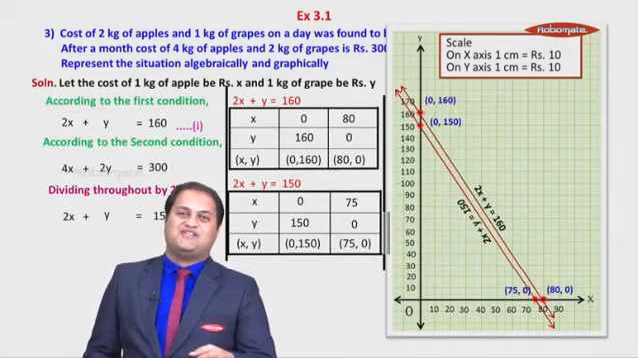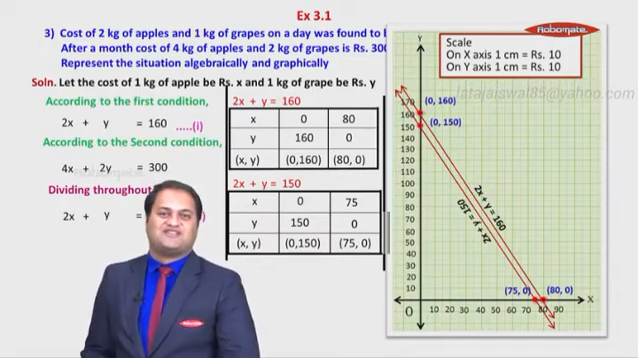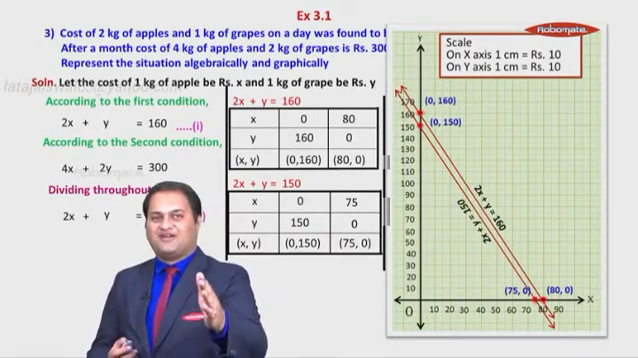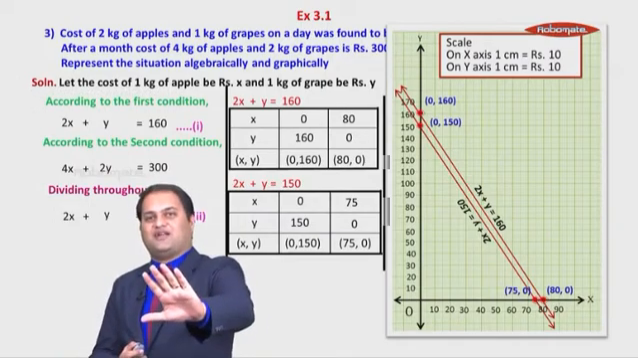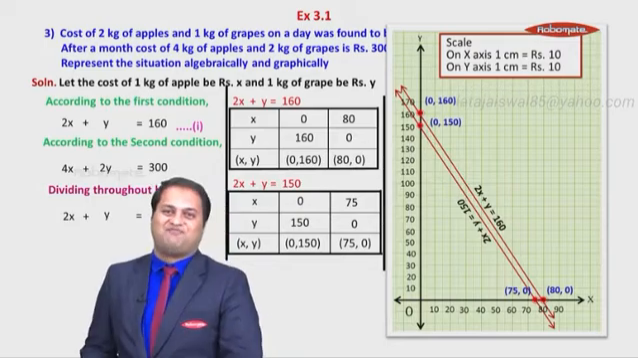A1 upon A2 is equal to B1 upon B2, not equal to C1 upon C2. The equations have got no solution. No need to write all that. That was just for your information. Your final answer is this: the table, the equation and the graph. As simple as that. Let's move on to the next sum.